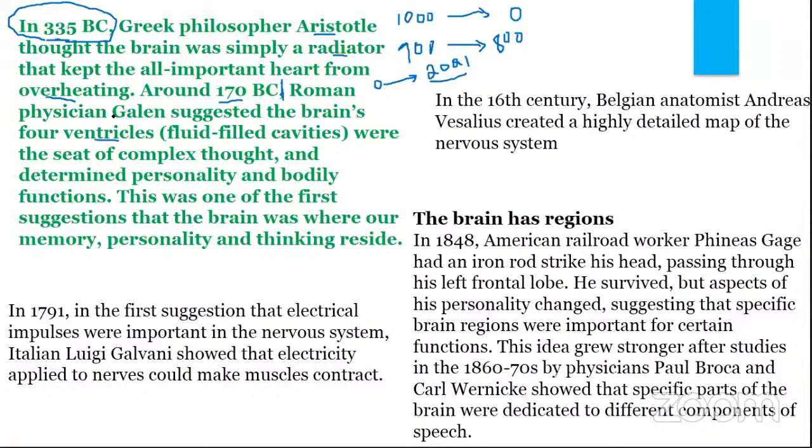Now, around 170 BC, Roman physician, a physician is like a doctor, Galen suggested the brain is for ventricles, the seat of complex thought, personality, and bodily functions. This was one of the first suggestions that the brain was where our memory, personality, and thinking reside. So that is before Galen. People never thought that the brain is the one that makes you think. Maybe some of you may take it to be obvious, but it is not obvious, because maybe you've learned since you were born that the brain is the one, but these people didn't know that actually it is the brain that makes people think.